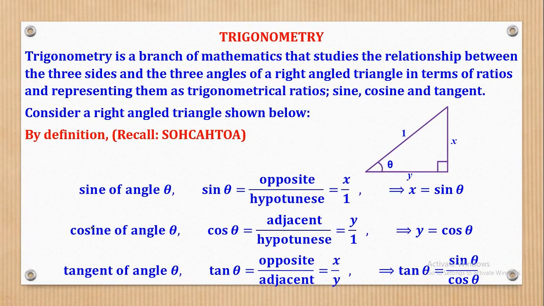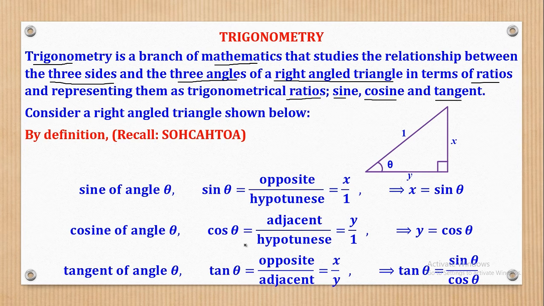We shall start with a review of O-level trigonometry. Trigonometry is a branch of mathematics that studies the relationship between the three sides and the three angles of a right-angled triangle in terms of ratios, and representing them as trigonometrical ratios of sine, cosine, and tangent.